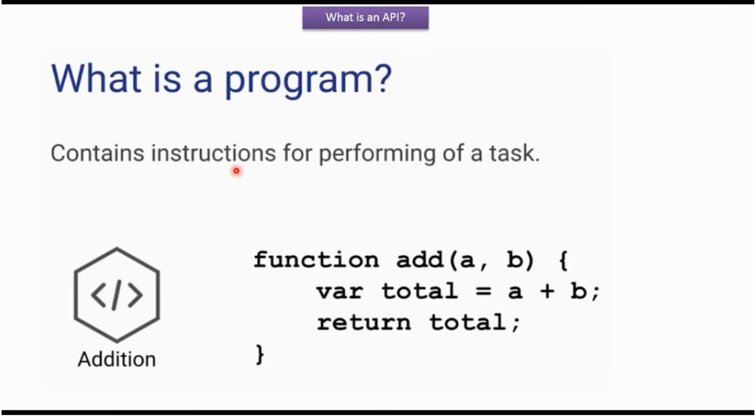So the program contains instructions or code for performing a task. For example, the addition program will look like this, and it has an add method which accepts two parameters, so we have to pass two numbers. Suppose you are passing 3 and 4 from the UI, then A will be assigned as 3 and B will be assigned as 4, and 3 plus 4 is 7, and 7 will be stored here, and this program will return 7 to the caller.